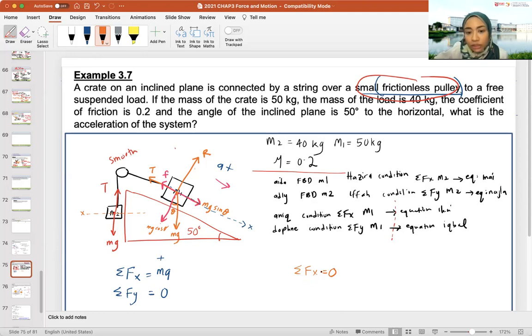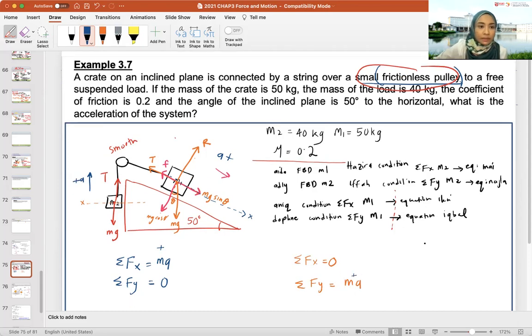So Ifah, what is the condition for net in the FY for mass number 2? Condition for Fy is equal to MA. So is it going upwards or downwards? Upwards. So kiranya nak ikut AIDA lah semua orang ni. Semua orang nak ikut AIDA. So kalau dia pergi upwards, A ke kanan lah kan? Okay, so kita panggil dia atas positif jugalah.